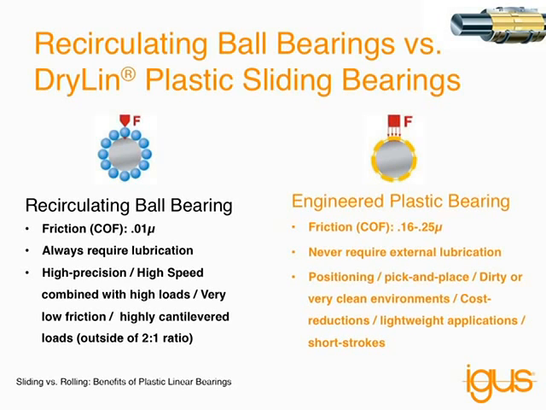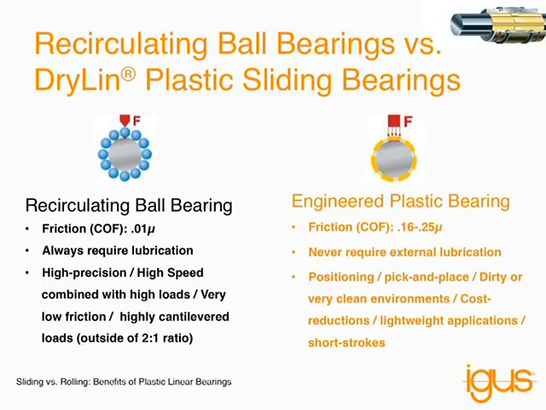Some of the important attributes to discuss and to compare and contrast plastic sliding bearings versus linear recirculating ball bearings, number one would be that there's a frictional difference between the two. Recirculating ball bearings have a friction of 0.01. Plastic sliding bearings might have a friction from 0.16 to 0.25. So there are frictional differences that we'll go over.